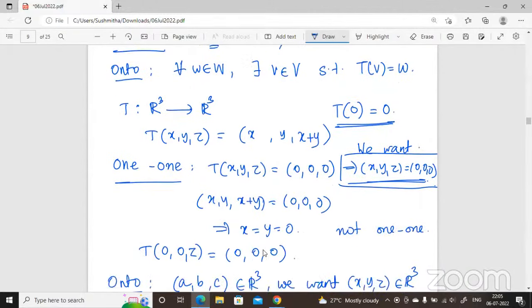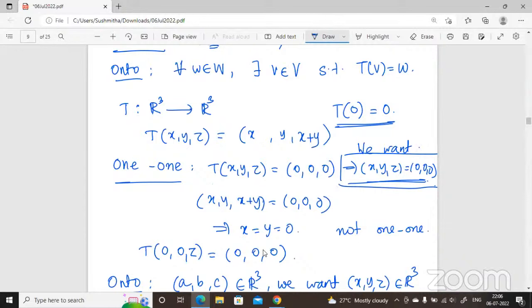So I do the same thing. T of a vector in the domain x, y, z is equal to the 0 of the codomain, which is 0, 0, 0. When we don't mention anything, we are always considering vector spaces with respect to the usual addition and scalar multiplication, so it will always be the 0 vector. So T of x, y, z equal to 0, 0, 0 should imply x, y, z is equal to 0, 0, 0. This is what I want to prove. If I somehow get this, then it is 1-to-1.